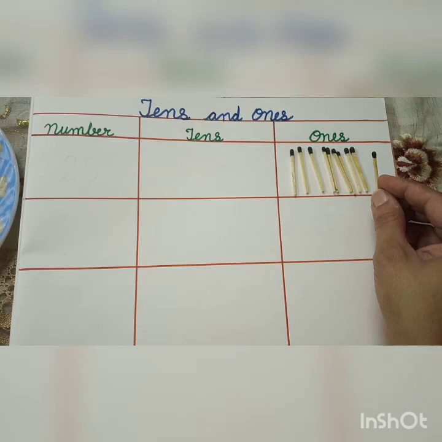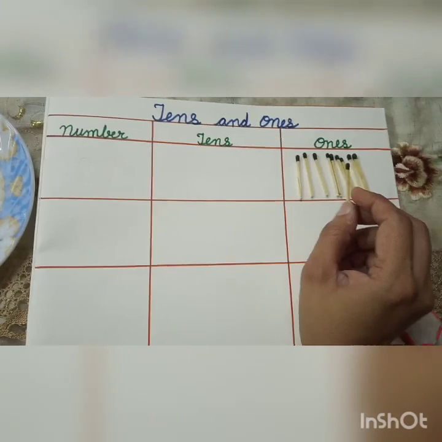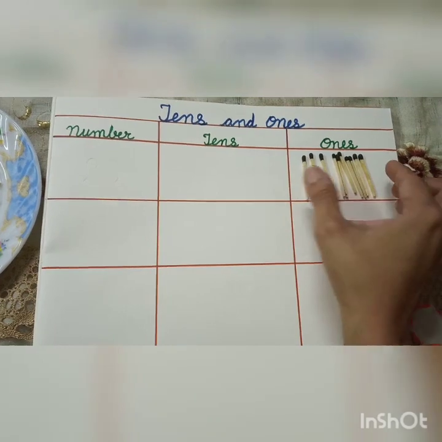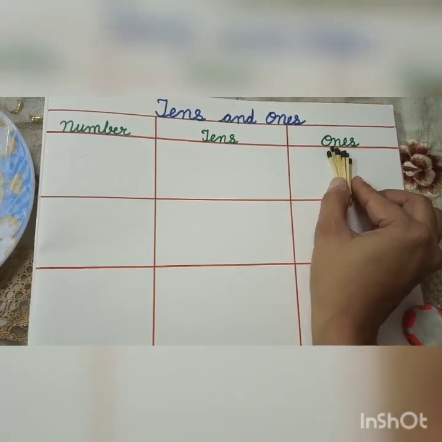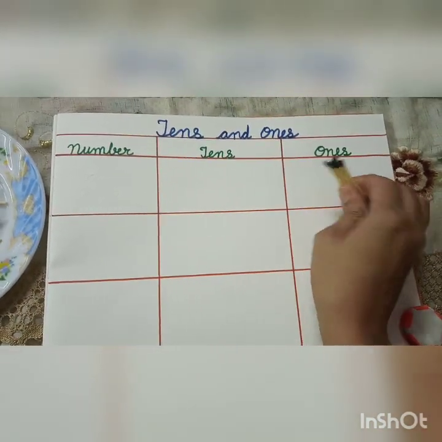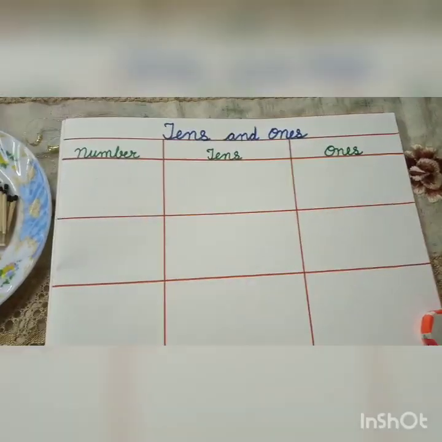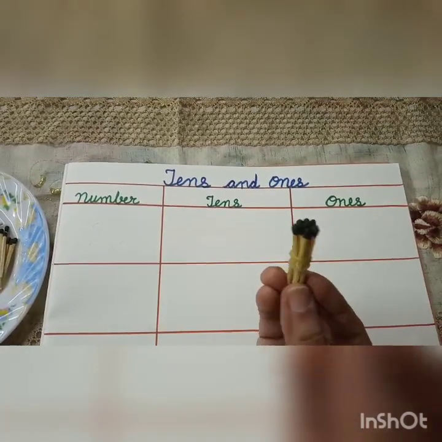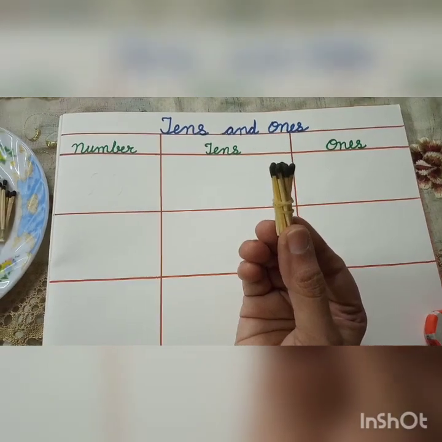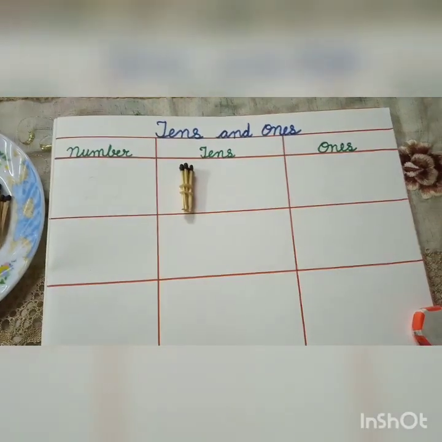So now these 10 matchsticks, we can make together like a bundle of 10 matchsticks. This will be the bundle of 10 matchsticks. Now I have tied these matchsticks together. So this is called 10. Now we will use this 10 in the tens column.